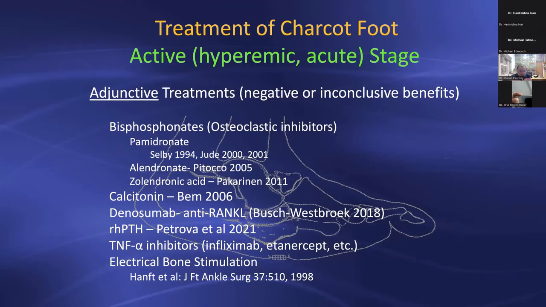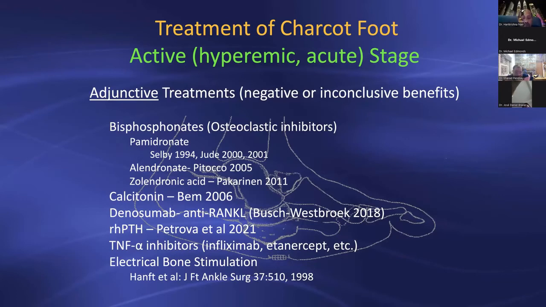Certainly bisphosphonates, really not any good supporting evidence, although that was very much anticipated in the early 2000s. Calcitonin, as the group from Prague has shown, might be a benefit. Denosumab, which is anti-RANKL, has been supported with some minor evidence that perhaps it might help alleviate the inflammation with the acute Charcot foot.